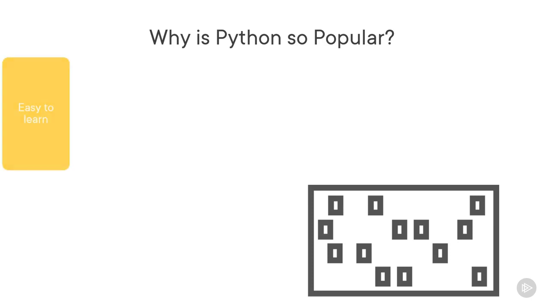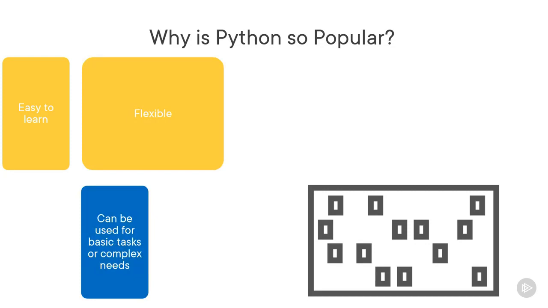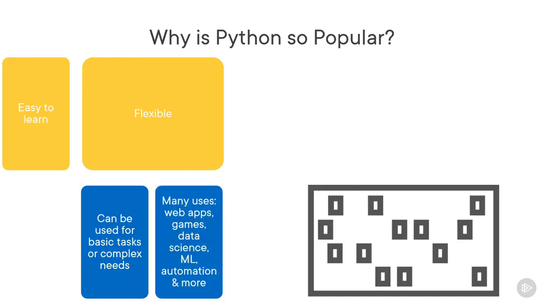Why is it so popular? It's because it's easy to learn. It's flexible, meaning it can be used for basic tasks or very complex needs. So if you're a beginner programmer or you're just looking to do some sys administration, you can use it for that and get started very easy. Or if you're an advanced developer or you need to do some very advanced system administration tasks, you can also use Python for that. And it's used for many things, from websites to video games to automation and even data science. It's efficient, it's fast, and it's reliable.